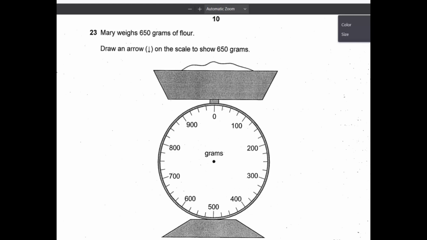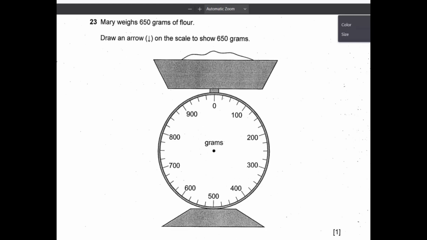Question number 10. Mary weighed 650 grams of flour. Draw an arrow on the scale to show the 650. According to the scale, you go from 0, 100, and this is 600. 650 should be halfway between, so you draw it here, at the 650. You can draw it from here going to this point, and please don't forget to make it an arrow. That is your answer.